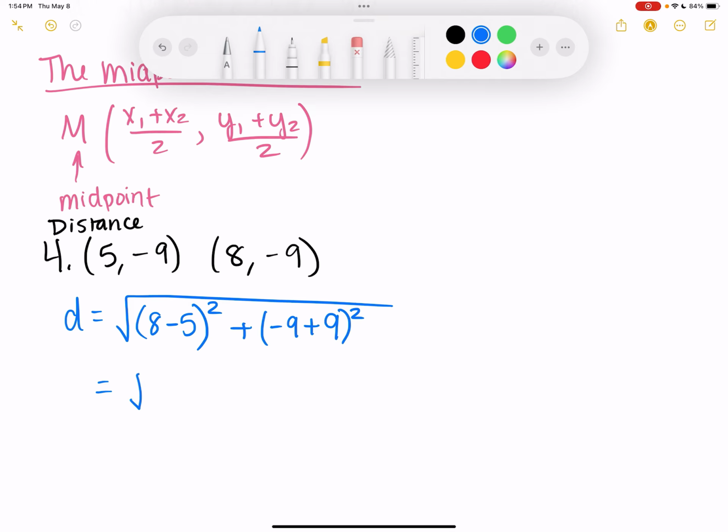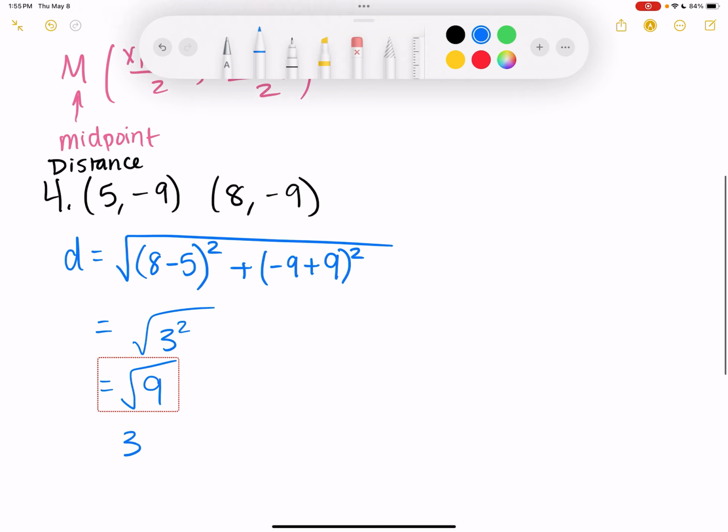So then I've got the square root of, well, 8 minus 5 is what? 3, so 3 squared. And then over here, -9 plus 9 is? 0. So that part just goes away. So I made this excessively large for no reason. And so then 3 squared is what? 9. And then square root of 9 is? 3. Now, you could have gone straight from the square root of 3 squared because those things cancel each other and written 3, but I just wanted us to see exactly what was happening. So the distance between these 2 points is 3.